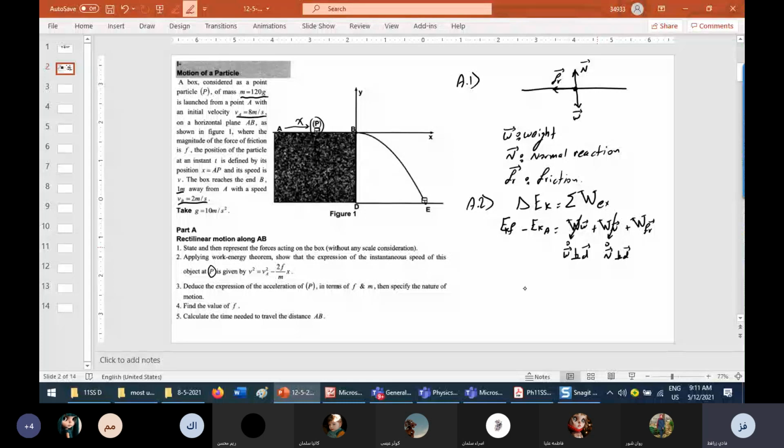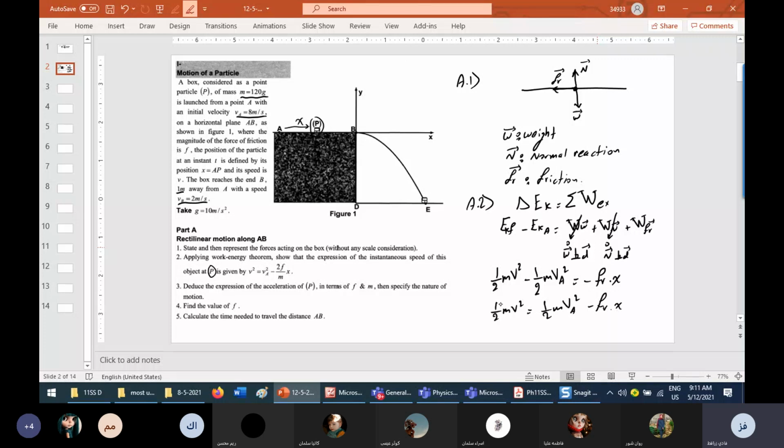Kinetic energy at P, that was final, is half mv square. I said initial by mistake. Kinetic energy initial at A is half m VA square. Work done by friction is minus friction times displacement, and the displacement is x, so minus friction times x. I still have to arrange it: half mv square equals half m VA square minus friction times x.